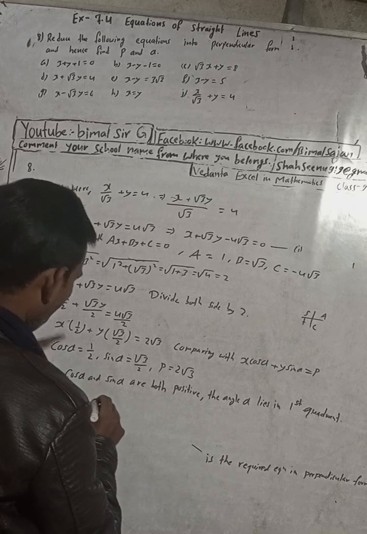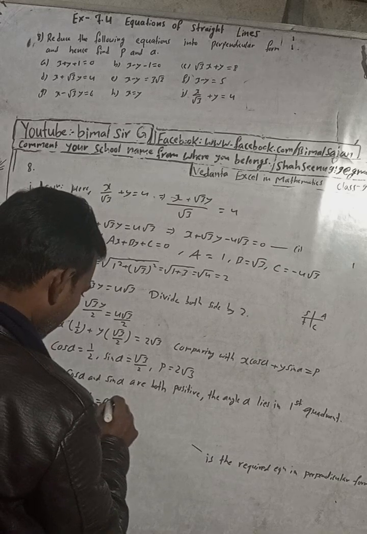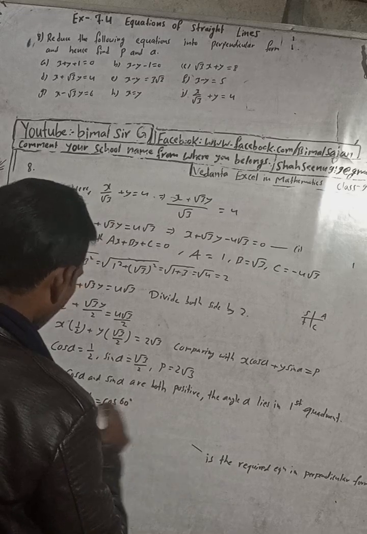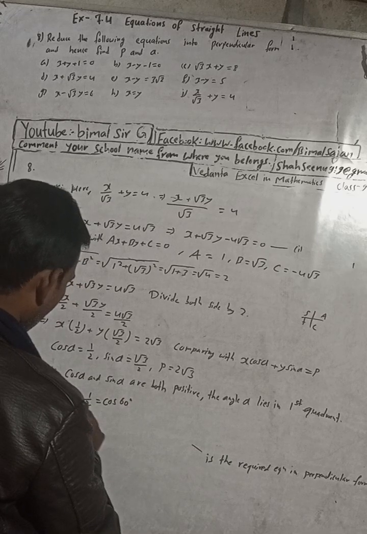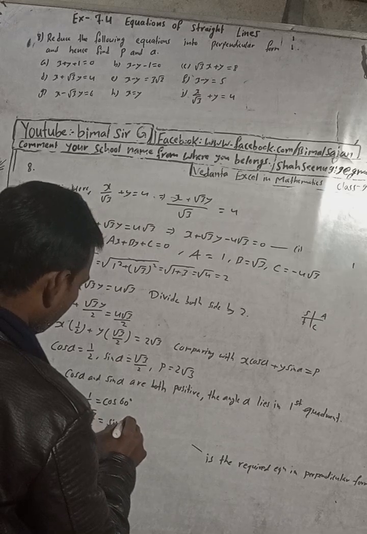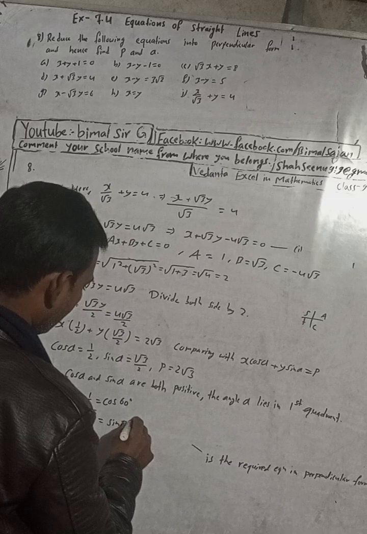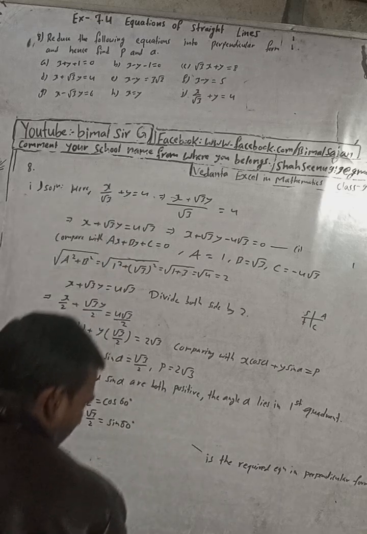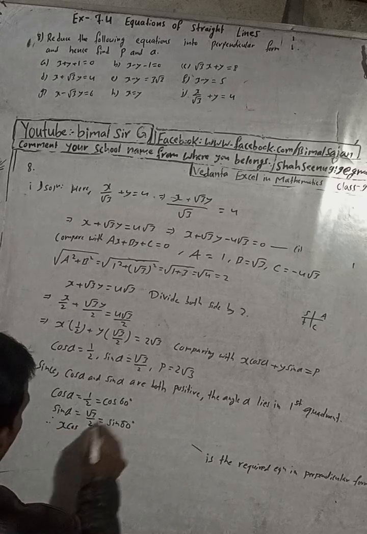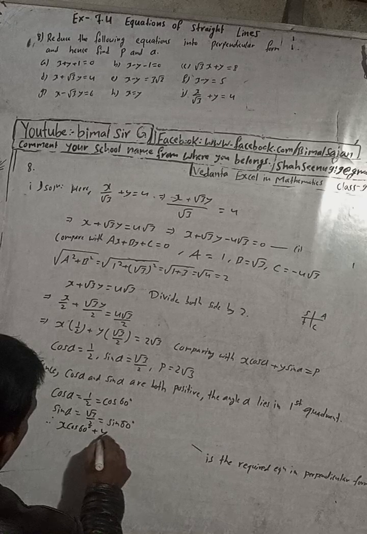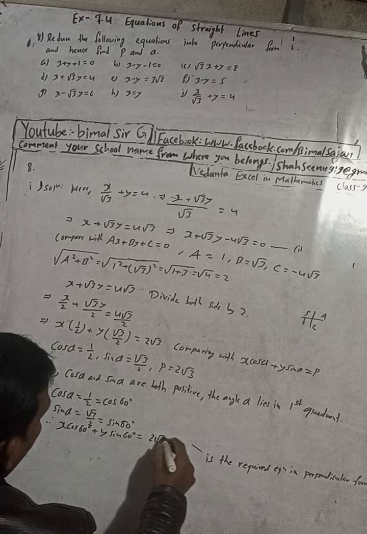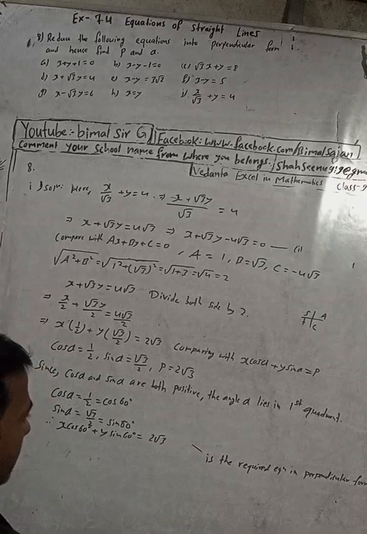So our value is now cos alpha is equal to 1 by 2. Cos 1 by 2 value is in which? Cos 60 degree. And now sin alpha is equal to root 3 by 2. So this is sin 60 degree. Therefore our equation is x cos 60 degree plus y sin 60 degree is equal to 2 root 3. This is the required equation in perpendicular form.